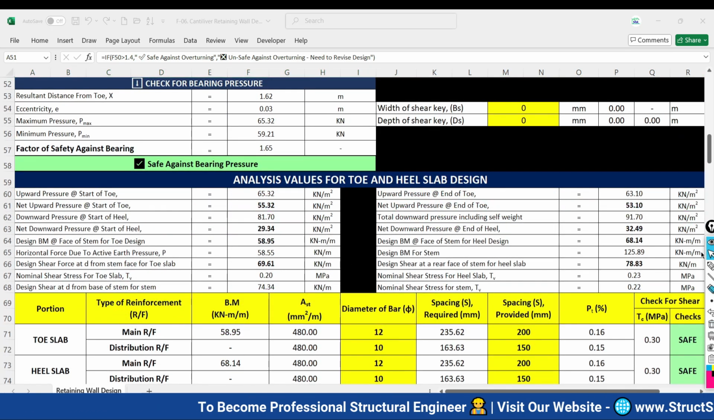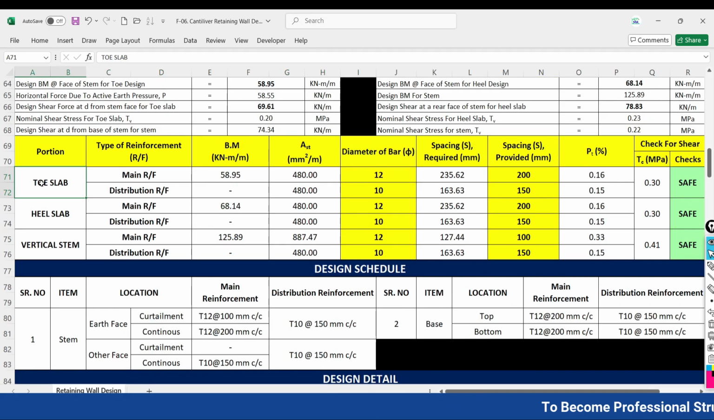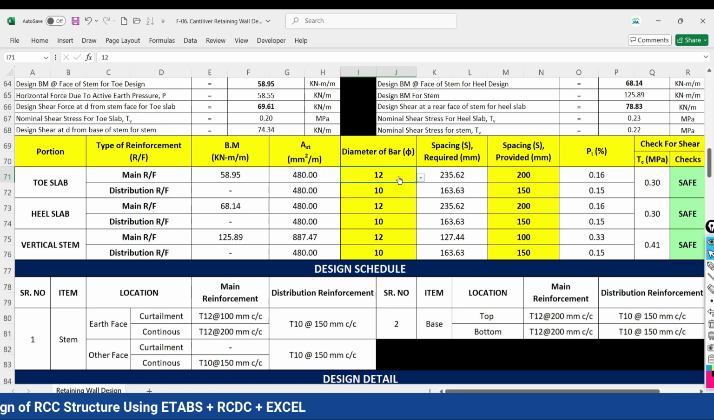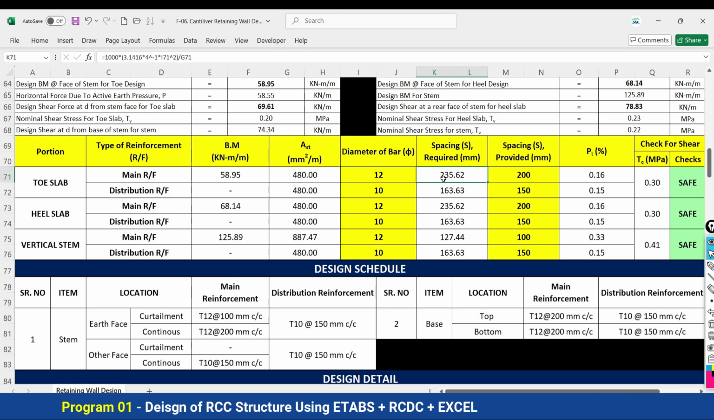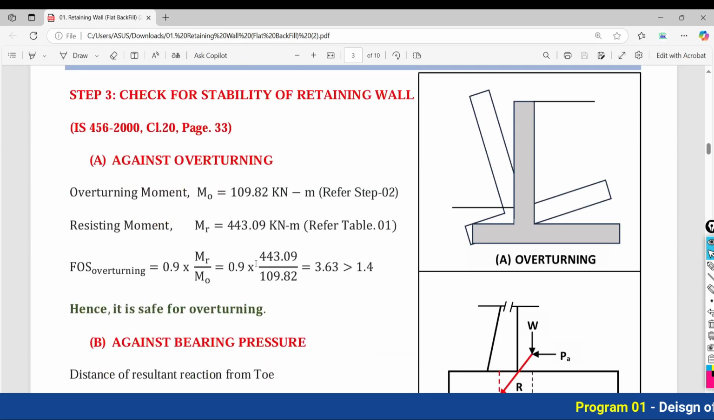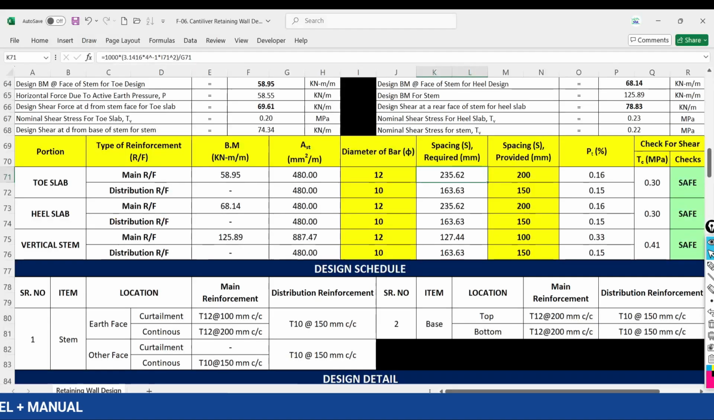Thereafter the designing has been done. Finally we have to look at the design for the toe slab. For the toe slab, main reinforcement moment is coming as 58.95. Minimum area of reinforcement 480. I am going to provide 12 mm diameter of bar, so spacing required is coming out to be 235.62. In your manual calculation for the toe slab there was a demand of 235.62 mm, and in the excel sheet calculation it is 235, exactly the same.